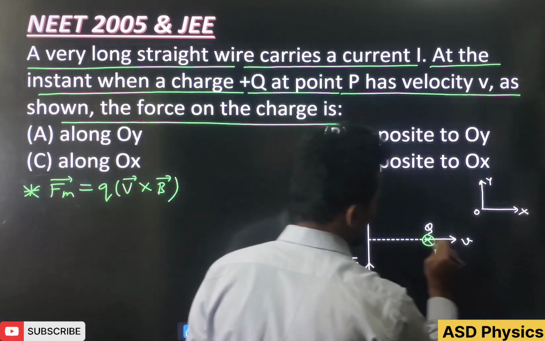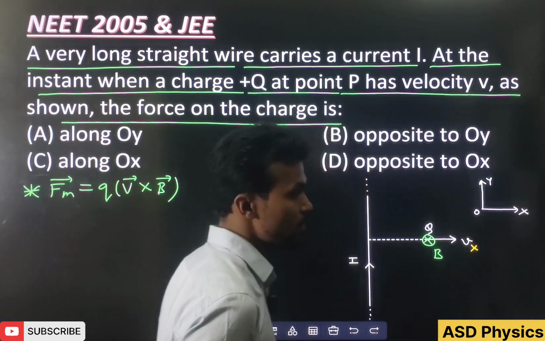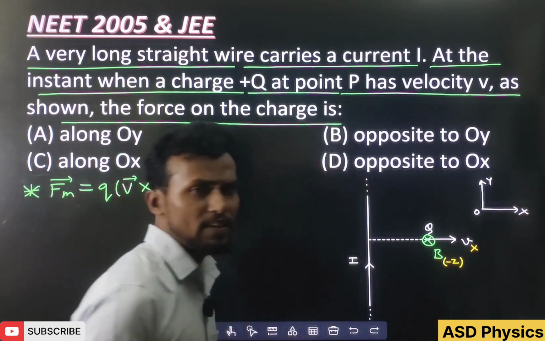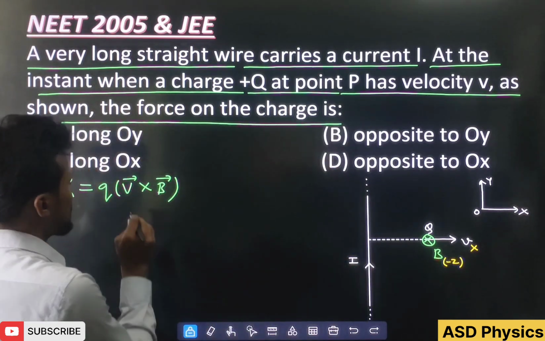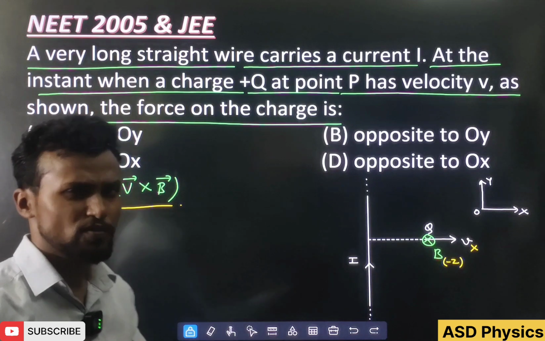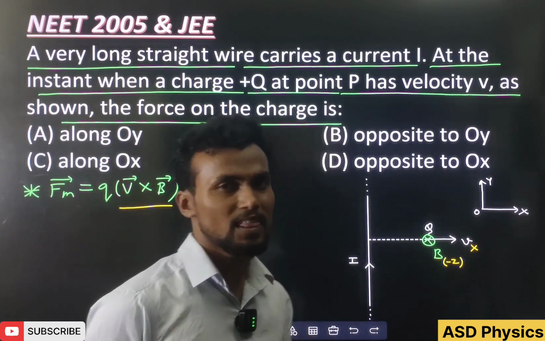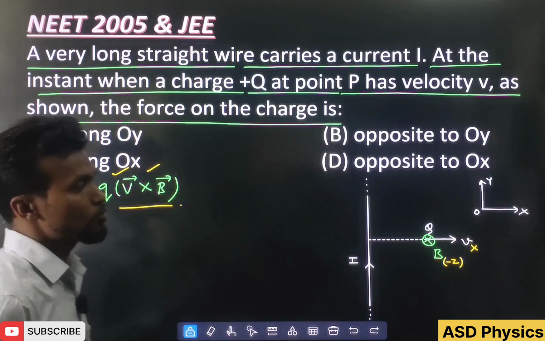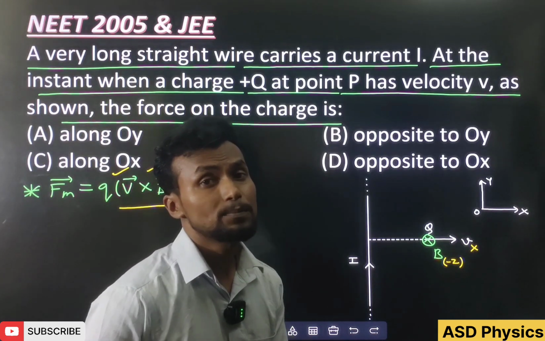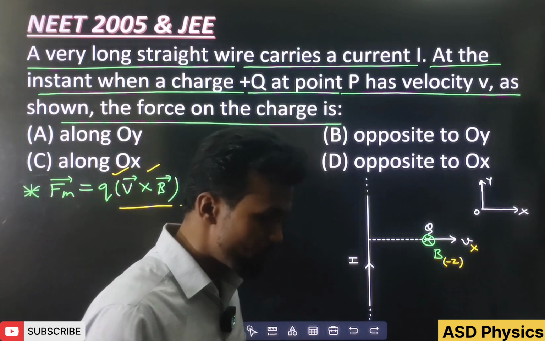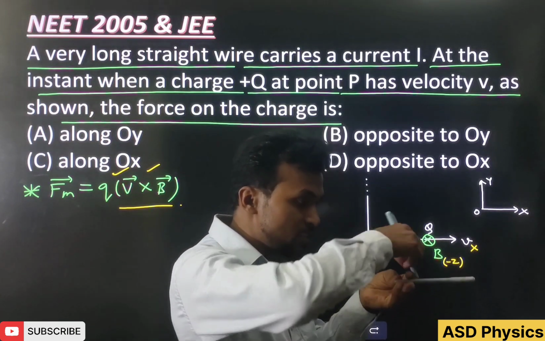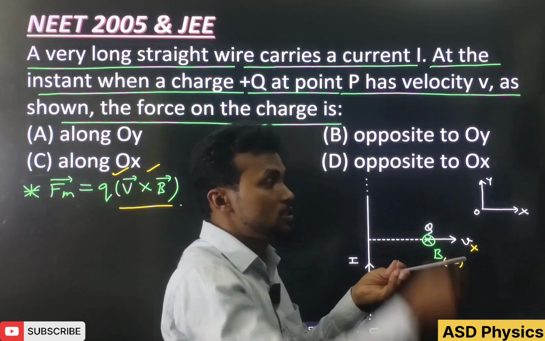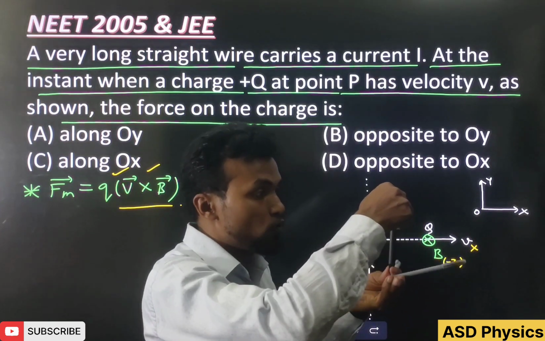Now the velocity is along x direction. The magnetic field is along which direction? Inside, that means negative z direction, inside of the board. According to the right hand thumb rule, or you can use Fleming's left hand rule also, because a positive charge is there. Curl your fingers from the first vector to the second vector through the smaller angle. This is the velocity, this is the magnetic field inside. So curl V to B, V cross B. Then the force is going in which direction? The force is going in upward direction, like this.